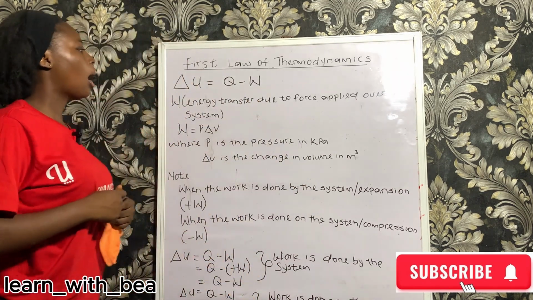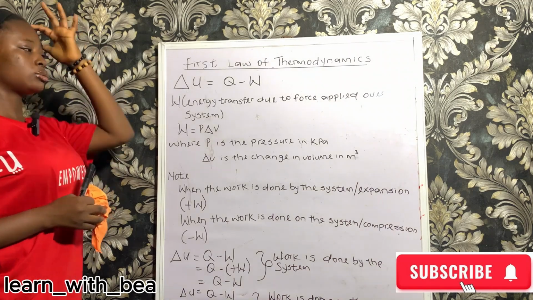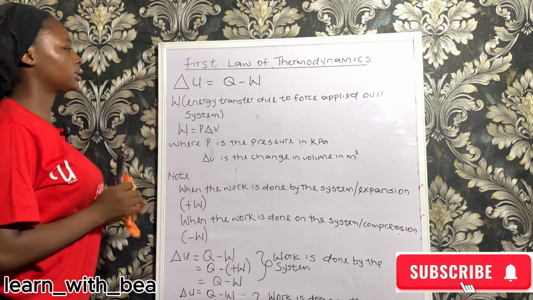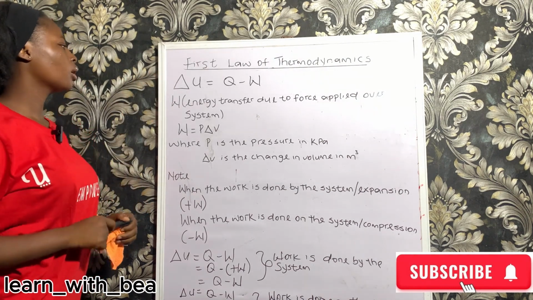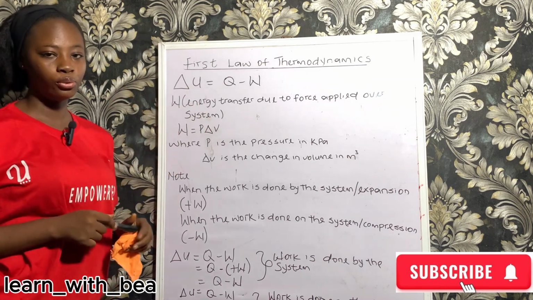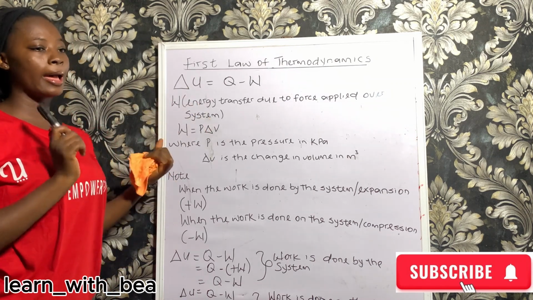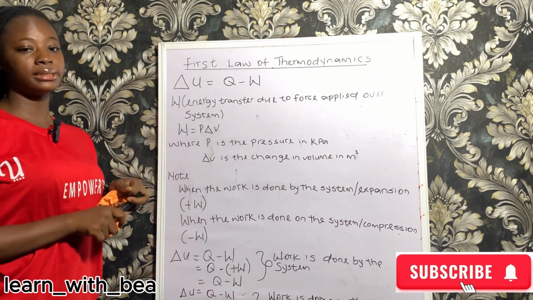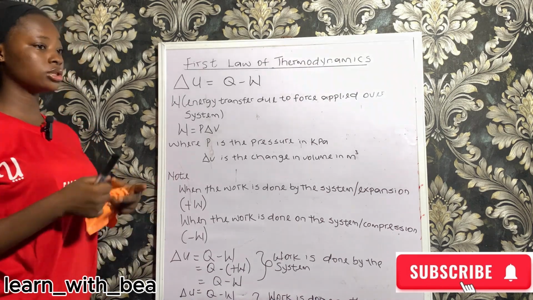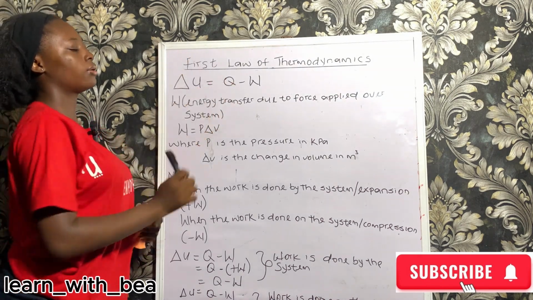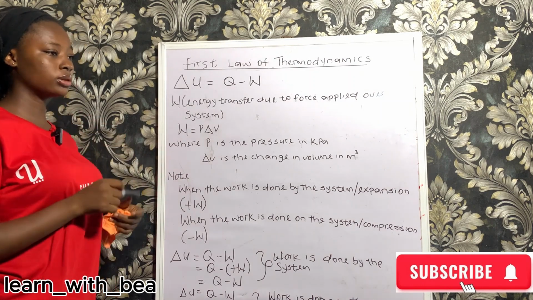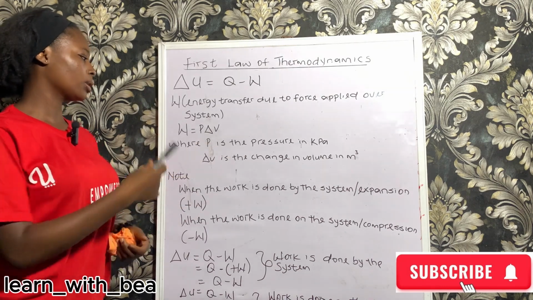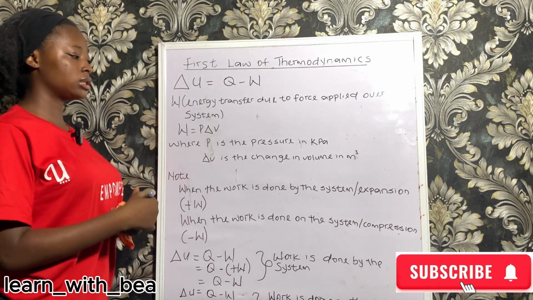So before we move on, we need to understand these principles. The first thing you need to understand is the mathematical expression, delta U equals Q minus W. The second is the formula for Q, which is MC change in theta, where M is the mass, C is the specific heat capacity, and change in theta is the temperature difference. Then to calculate W, we have pressure times change in volume, where P is the pressure and change in V is the change in volume.